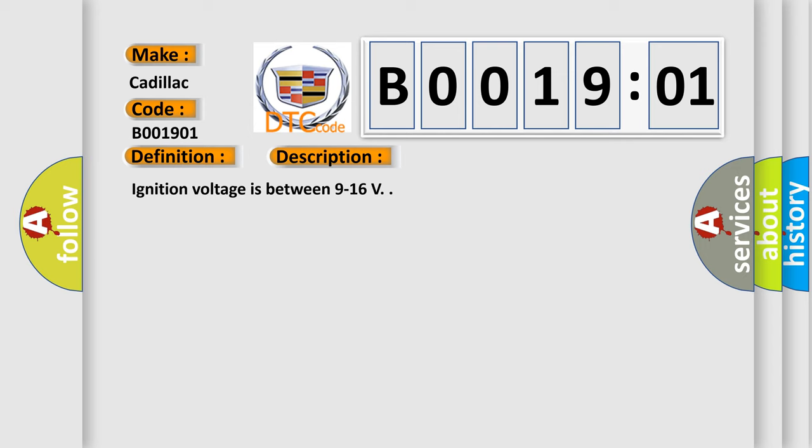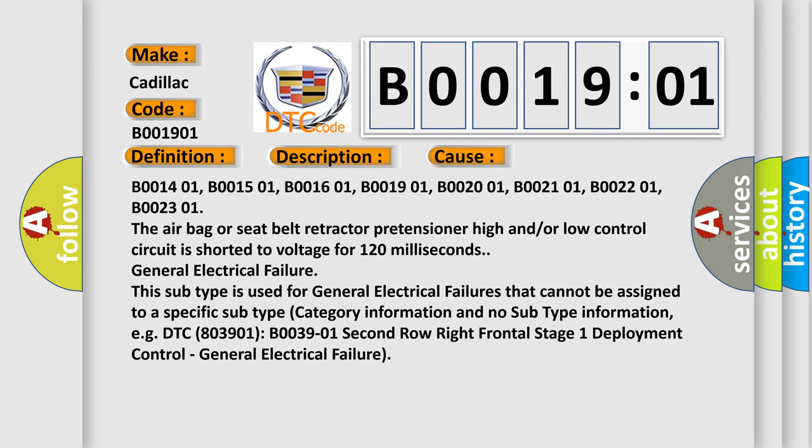This diagnostic error occurs most often in these cases: B0014-01, B0015-01, B0016-01, B0019-01, B0020-01, B0021-01, B0022-01, B0023-01. The airbag or seat belt retractor pretensioner high and or low control circuit is shorted to voltage for 120 milliseconds.